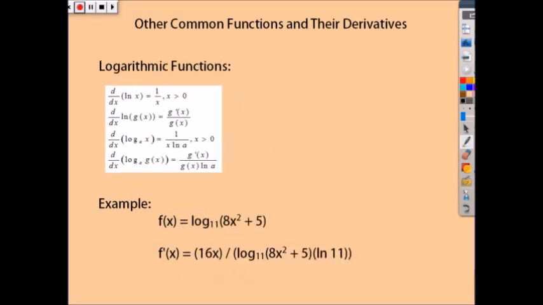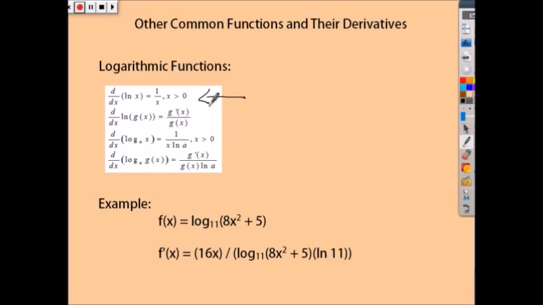Next is the logarithmic rule. Logarithmic rules are slightly different. For example, the derivative of ln of x equals 1 over x, but only when x is greater than 0. The derivative of the natural log of g of x equals g prime of x over g of x.